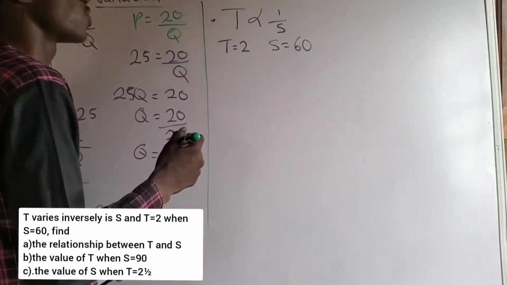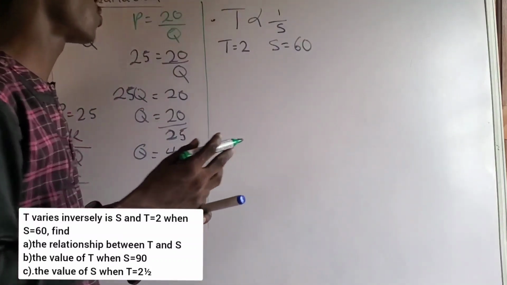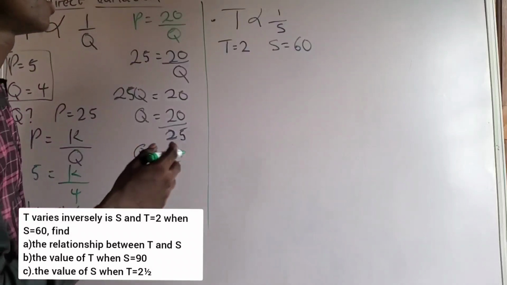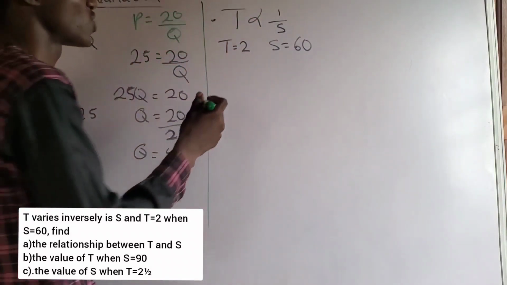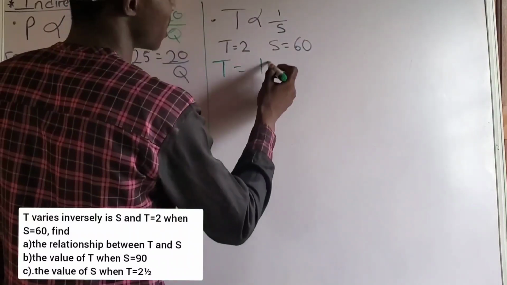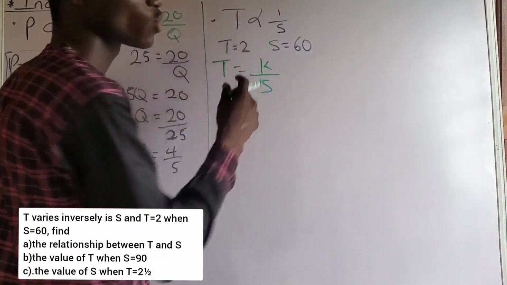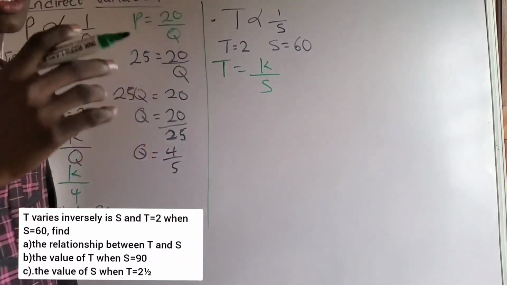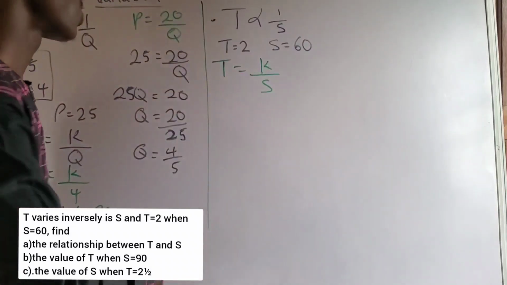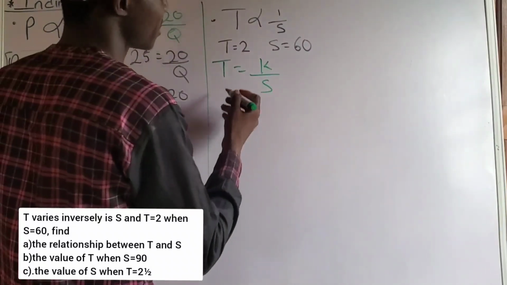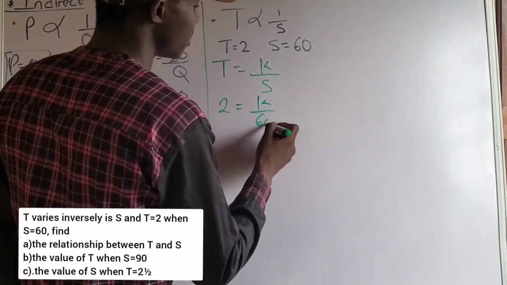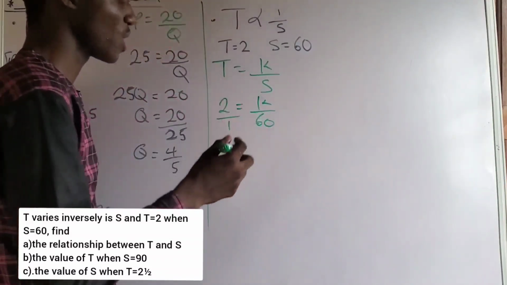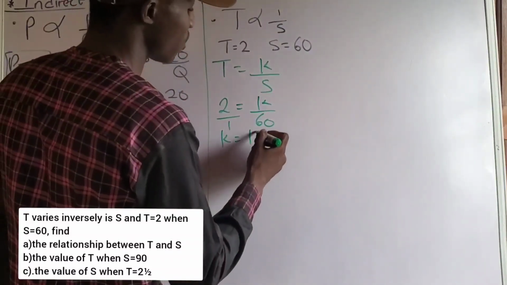Now to get the equation connecting T and S, the first step is that we have to change this variation sign to an equals sign. So I'm going to have T equals K all over S. That is K times 1 over S, which is also the same thing as K over S. Now T is 2. So I'm going to have 2 equals K over 60. If you take the cross product, you're going to have K equals 120.